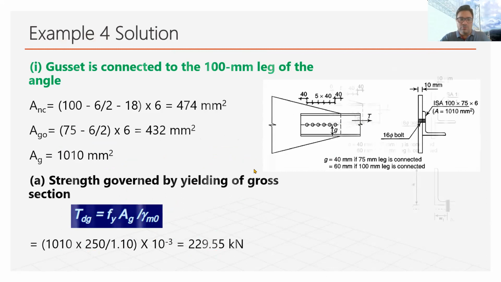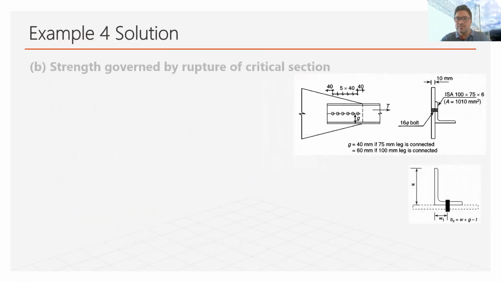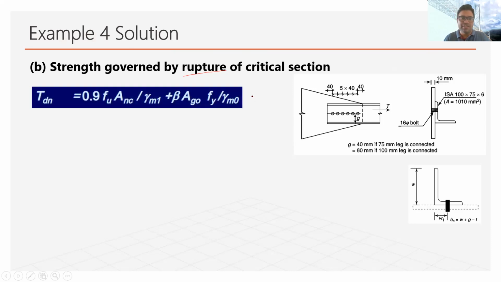Now we will find out the strength of this angle in case of rupture of the critical section. So for the rupture, we are required to find out the net effective area, which we have already calculated in terms of ANC and AGO. So the strength governed by the rupture of the critical section, we find out in terms of TDN.